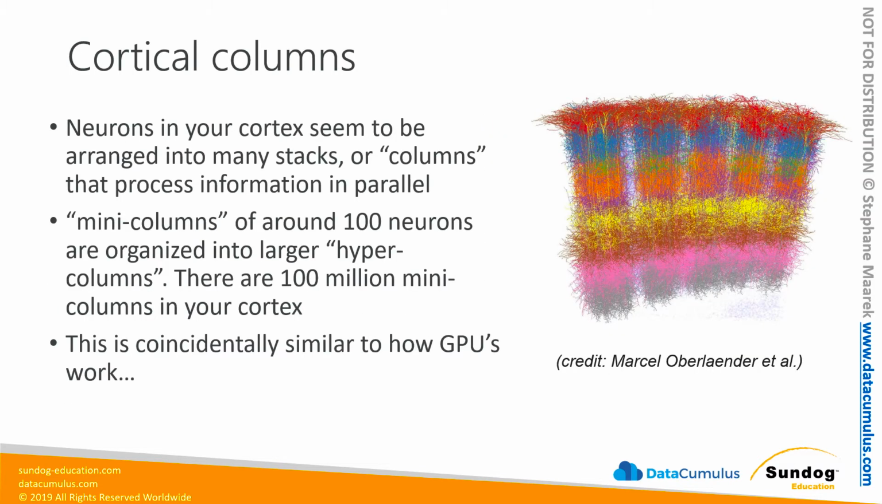Furthermore, if we look deeper into the biology of your brain, you can see that within your cortex, neurons seem to be arranged into stacks or cortical columns that process information in parallel. So for example, in your visual cortex, different areas of what you see might be getting processed in parallel by different columns or cortical columns of neurons. Each one of these columns is in turn made of mini-columns of around 100 neurons per mini-column. Mini-columns are then organized into larger hypercolumns, and within your cortex there are about 100 million of these mini-columns. So again, they just add up very quickly.